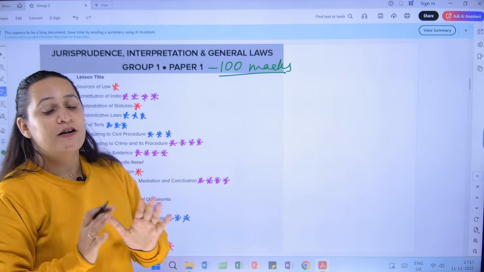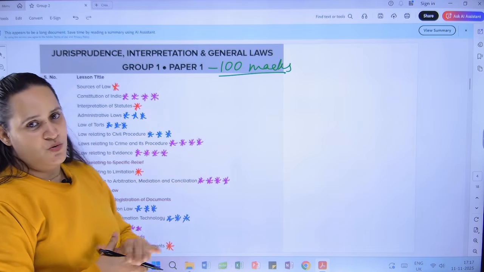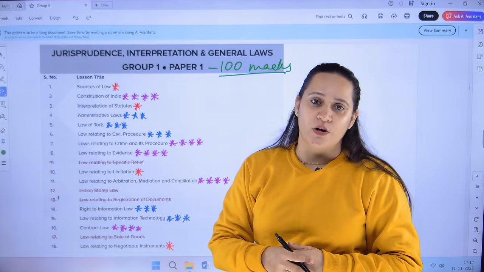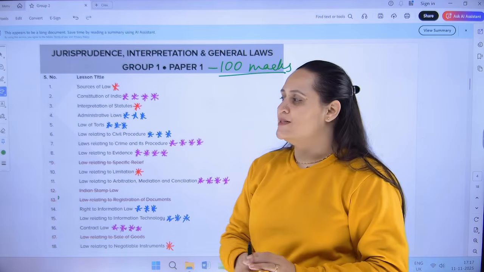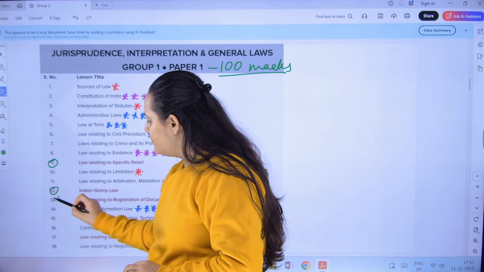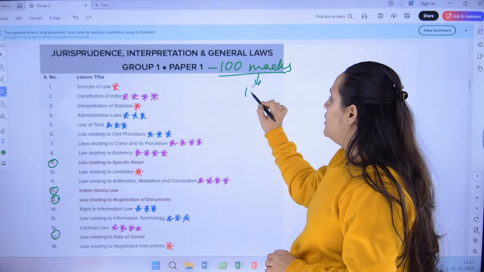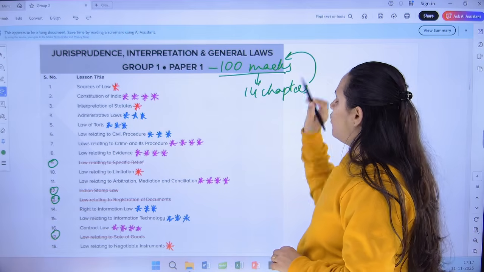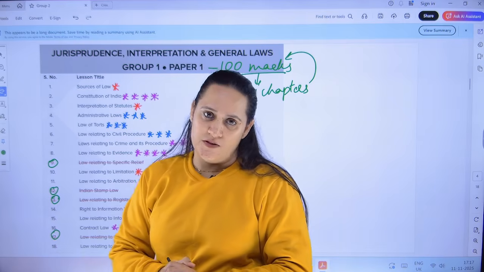the other part. But that does not happen in a subject like JIGL because you don't know what is the segregation, what is the type of question paper that they are going to set. So one added advantage that all of you have now is that the institute has deleted 4 chapters from your syllabus. So now you just have to study actually 14 chapters for covering 100 marks, which is not difficult, which is not impossible.